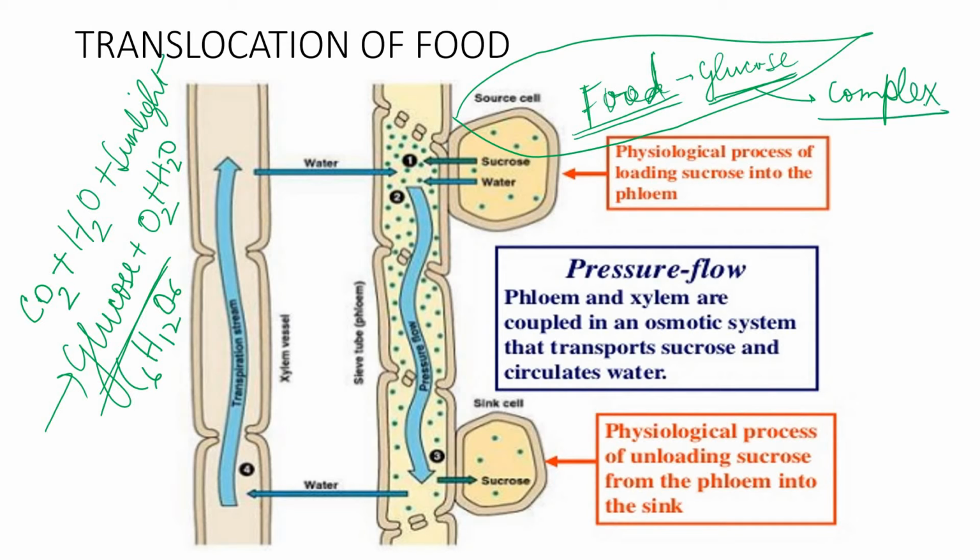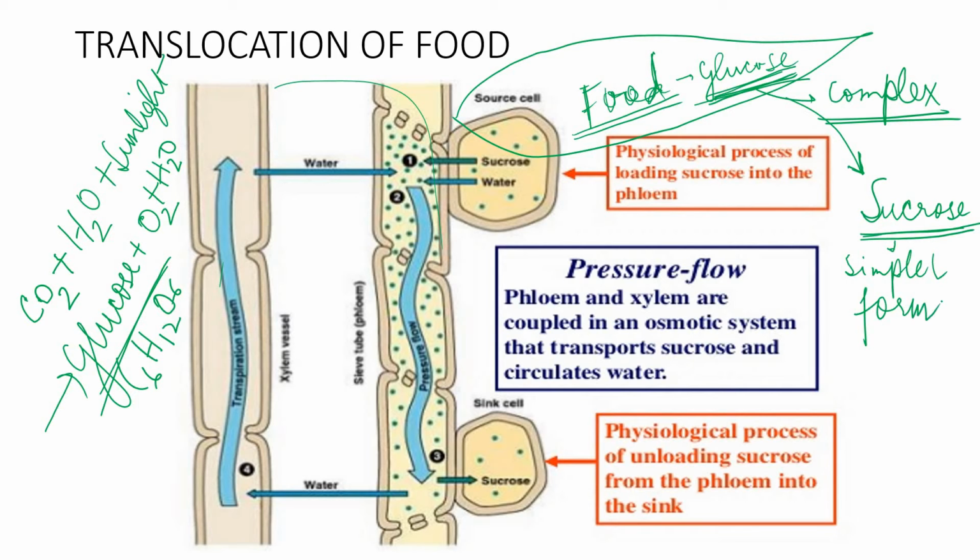Now this glucose is basically complex. This complex food cannot be taken so easily by the plants. So this glucose is then broken down into a simple food component, that is sucrose. Glucose is complex, sucrose is a simpler form. Then from this leaf, the glucose that has been turned to sucrose will move to the other parts of the plant which require sucrose.